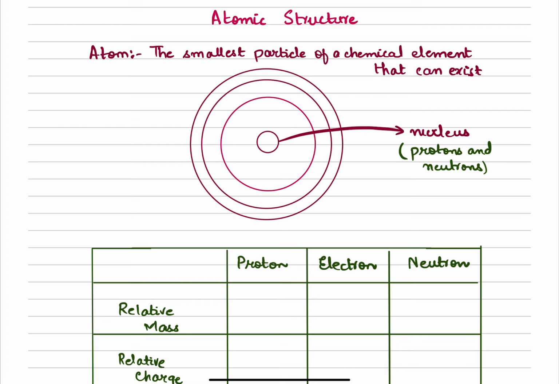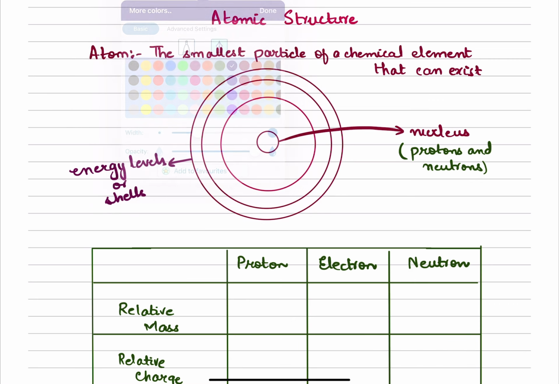Around the nucleus, you can see there are more circles. These circles are called energy levels or shells. These energy levels or shells will comprise electrons. Now you can see there are three circles around the nucleus.